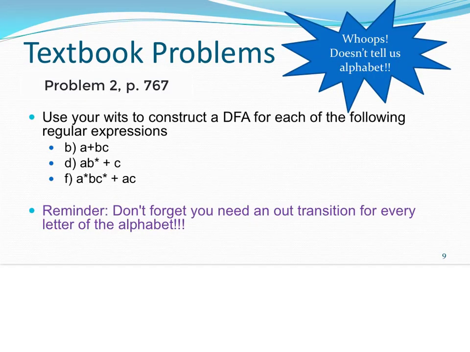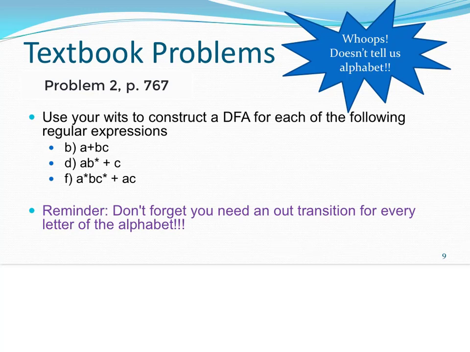Okay, so let's do some examples from the textbook. Problem 2 on page 726. It says, use your wits to construct a DFA for each of the following regular expressions. Notice, by the way, the book should be telling us the alphabet for our regular expressions, because we need an out transition for every letter of the alphabet. And there's nothing that says these languages are not over the alphabet, say, A, B, C, D. Even though a D doesn't appear in an expression, that doesn't mean it's not part of the alphabet.